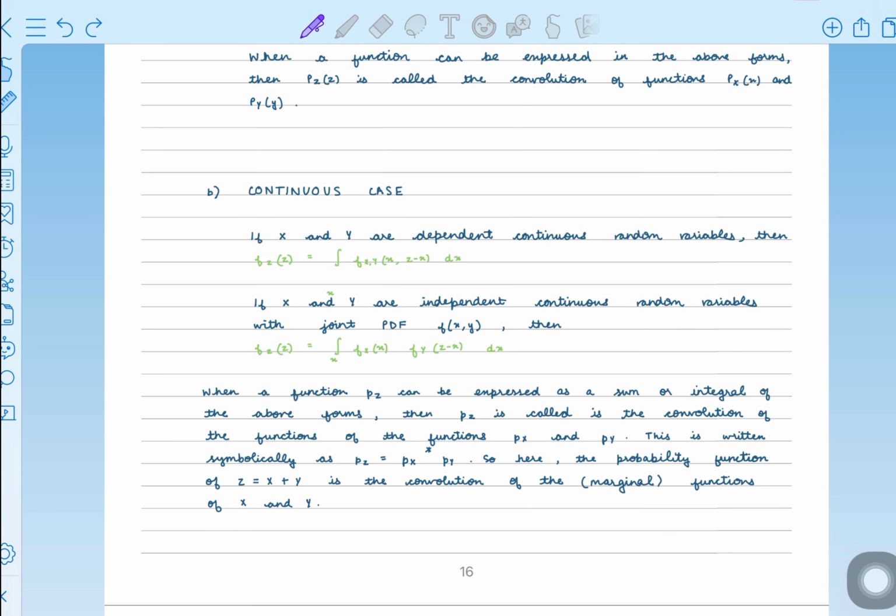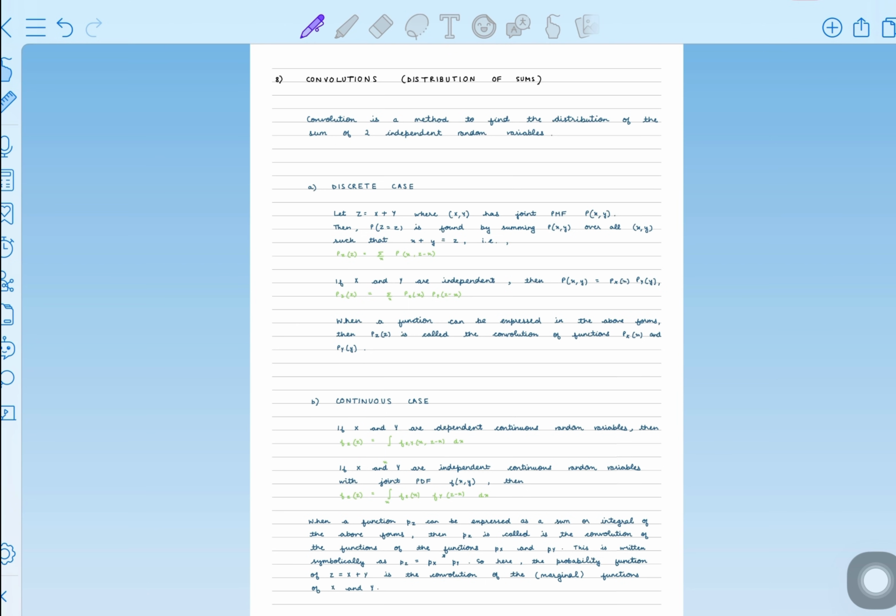Next, let's look at the continuous case. If x and y are dependent continuous random variables, then the PDF of z is given as follows. And if they are independent continuous random variables, then the PDF is given as follows. When a function is expressed in one of the above forms, then we obtain the convolution of z.